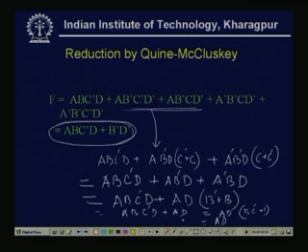Now, this is what we get if we apply the theorems. Now, see again, if we check A B C' D, A B C' D'.